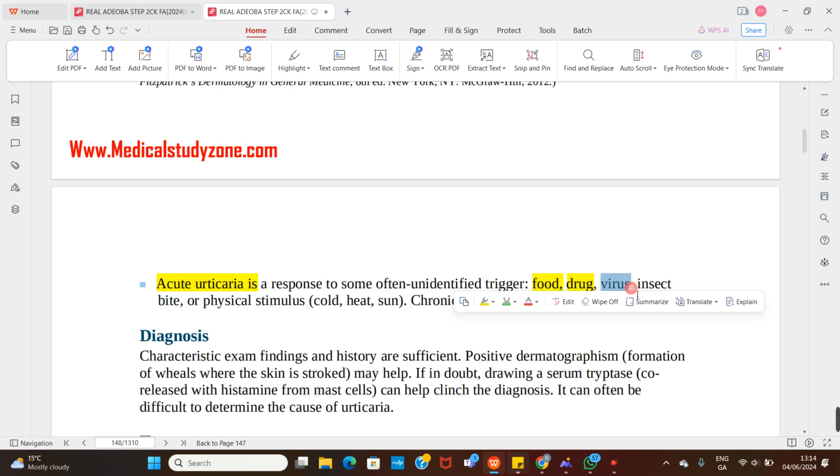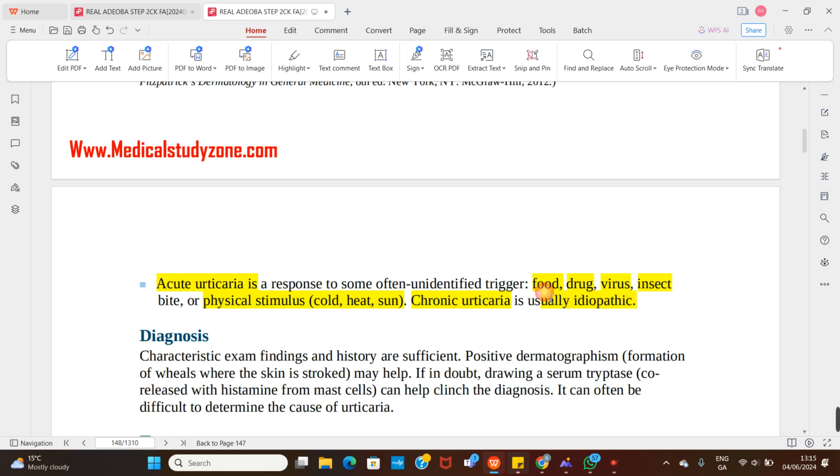Some viruses can trigger this, insect bites, you know, bee stings, and the likes, and even physical stimuli like exposure to cold, exposure to sun, exposure to very high temperature or heat can also trigger this. And don't forget that chronic urticaria can occur when you have development of this rash, these sharply demarcated edematous plaques or papules, for more than 6 weeks.